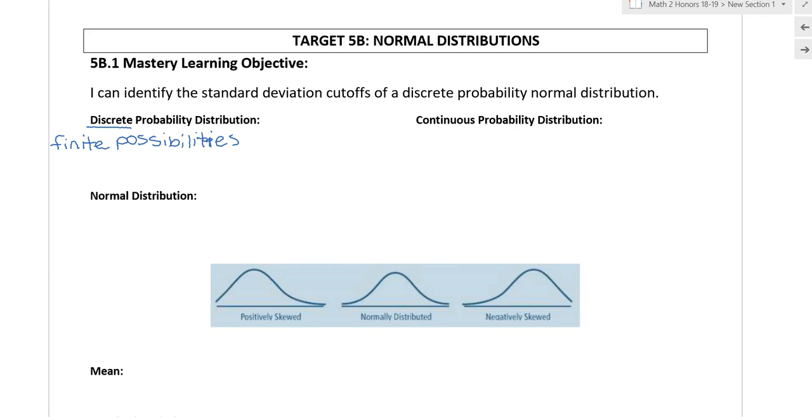I guess a better example would be, how many siblings do you have? I have 2, 3, 4. We don't have 2.87 siblings. So people can fit nicely into these boxes. And then the probability distribution: there's finite possibilities, and the probability distribution is a way to show the probabilities of those finite possibilities. Then a continuous probability distribution is just infinite possibilities.